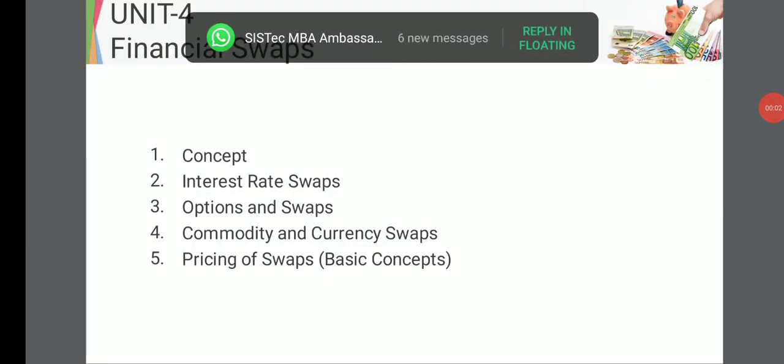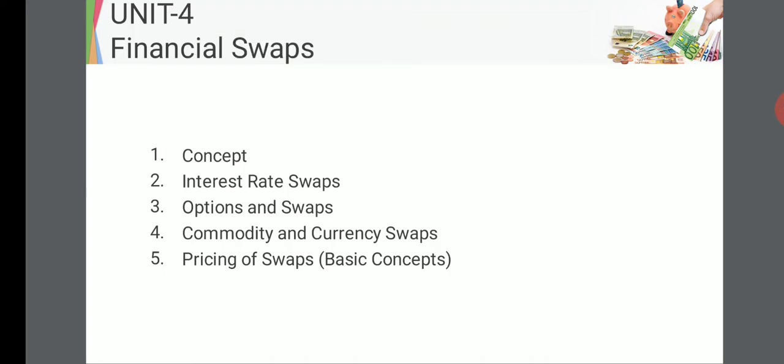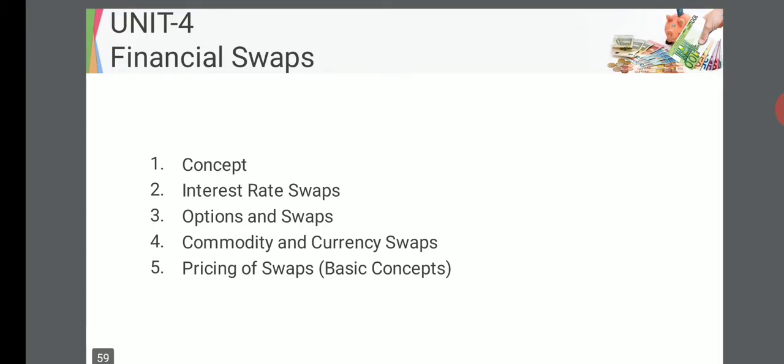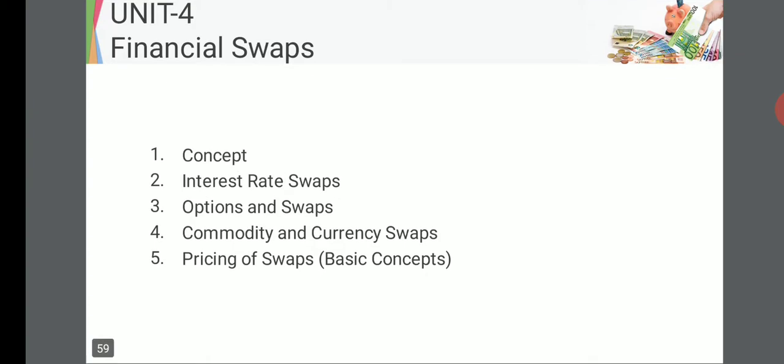Good evening, everyone. We'll start with Unit 4 of Financial Risk Management, Banking Specialization, Semester 4 of MBA, Master of Business Administration. Unit 4 talks about financial swaps. We've already understood the concept of financial swap in the previous topic, and we'll study 5 topics in here: concept, interest rate swaps, options and swaps, commodity and currency swaps, pricing of swaps, basic concept.